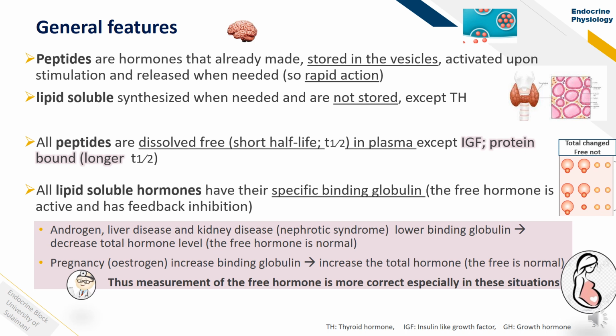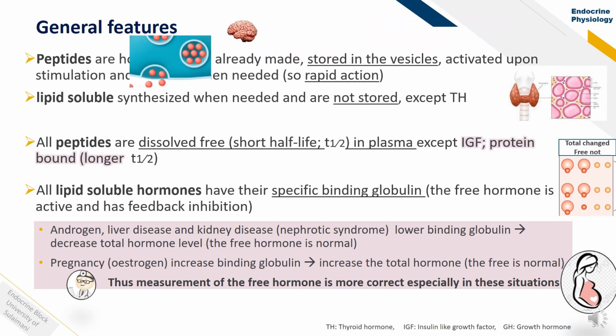What are the general features of hormones? Why is it important to know the features of hormones? Why is it important clinically? Peptides are hormones that are already made and stored in vesicles, activated upon stimulation, and released when needed. So this is an important feature. If you know that peptides are stored in vesicles, you know that they are rapidly released and also have rapid action. So it is important to know how rapid peptides are and how rapid their action is.